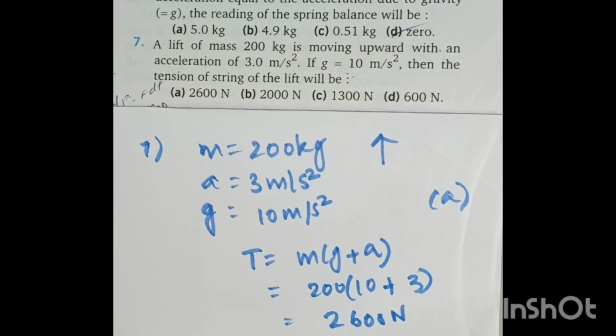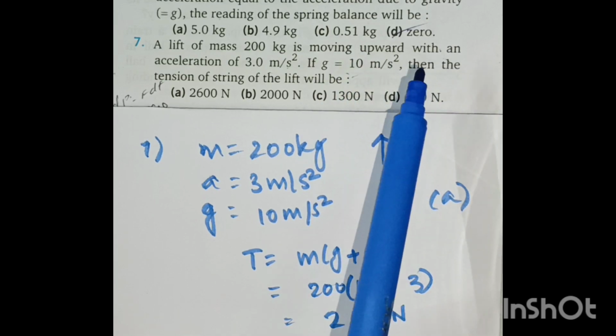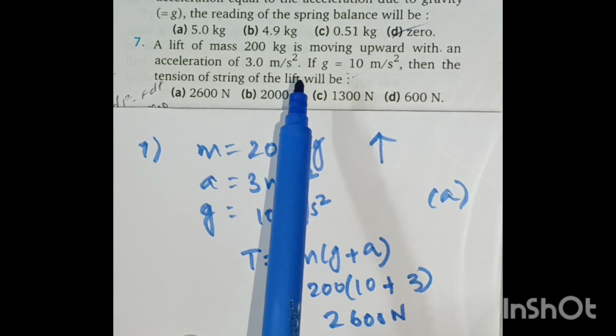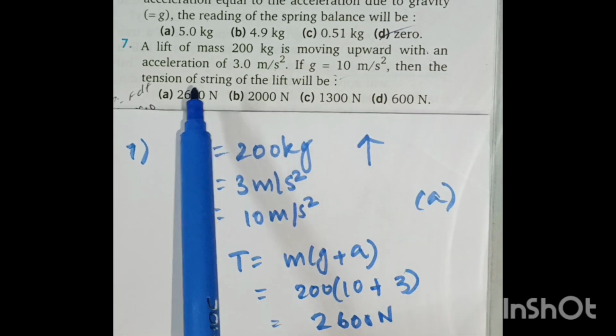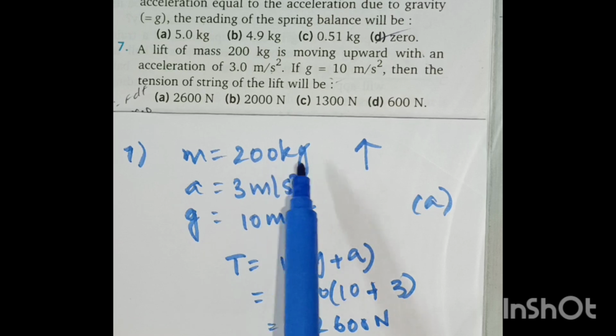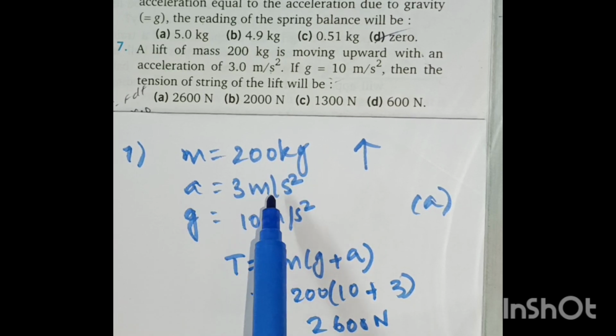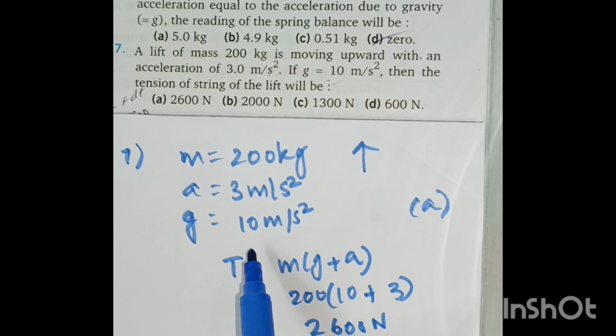So let us see seventh question. A lift of mass 2000 kg is moving upward with an acceleration 3 meter per second square. If g equals to 10 meter per second square, then the tension of the string of the lift will be. So given mass is 200 kg, acceleration is 3 meter per second square upwards and g is 10 meter per second square. So they are asking us to find the tension.